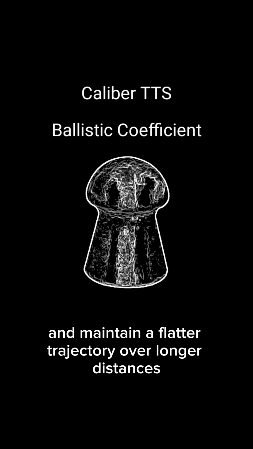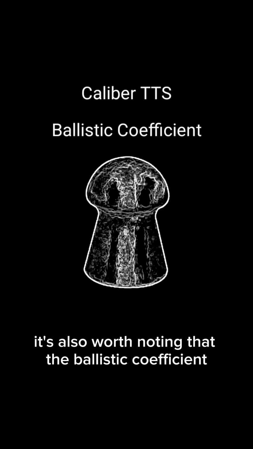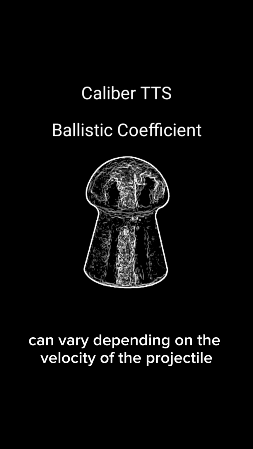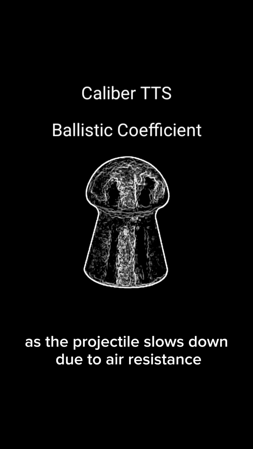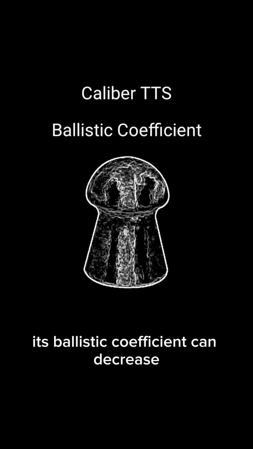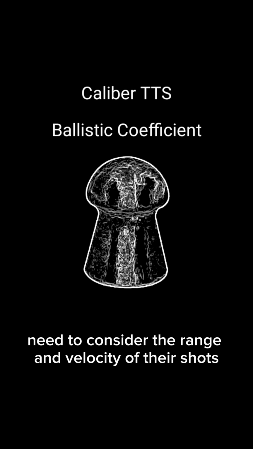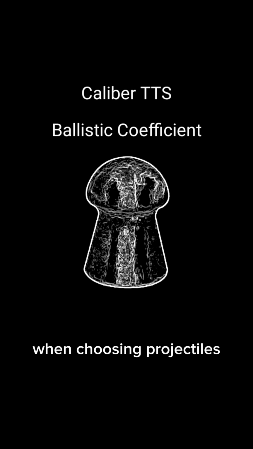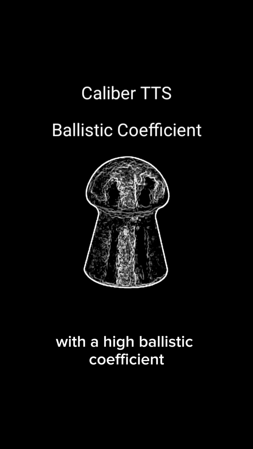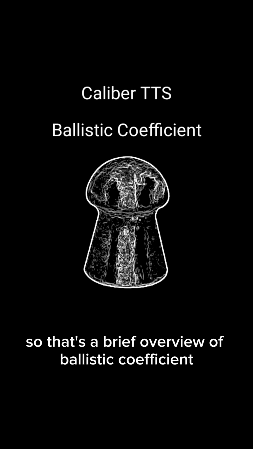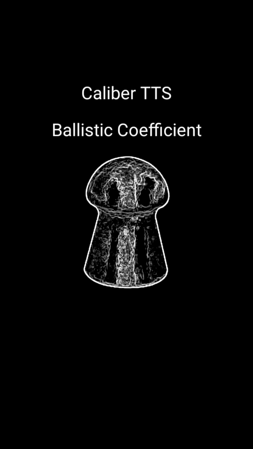trajectory over longer distances. It's also worth noting that the ballistic coefficient can vary depending on the velocity of the projectile. As the projectile slows down due to air resistance, its ballistic coefficient can decrease. This means that airgun shooters need to consider the range and velocity of their shots when choosing projectiles with a high ballistic coefficient. So, that's a brief overview of ballistic coefficient and its importance for airgun shooters.